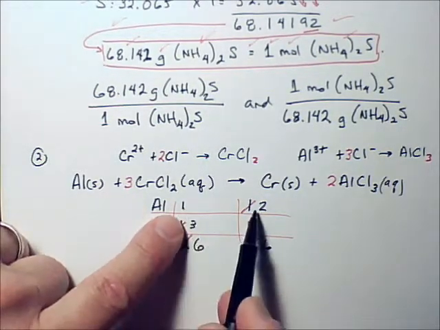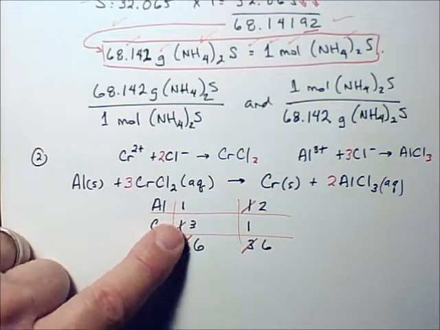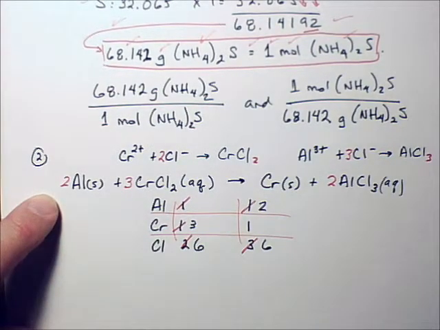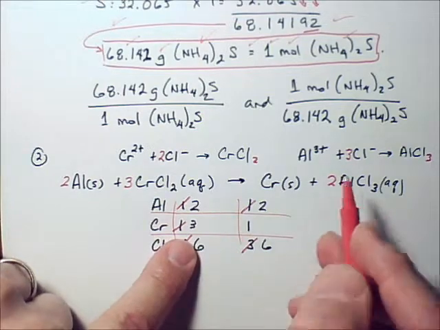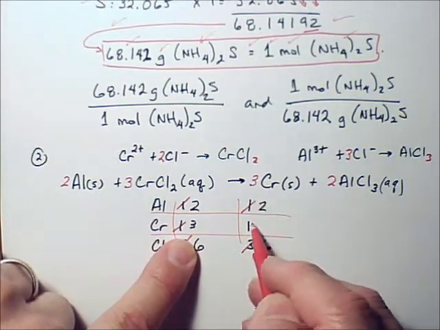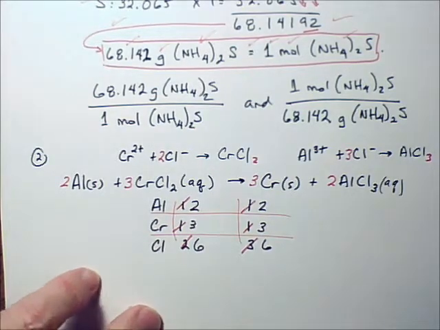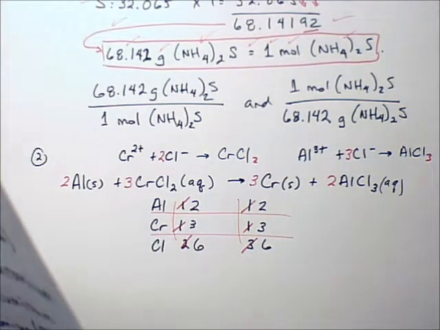To get the aluminums to be the same now, I've got to put a coefficient of 2 in front of the aluminum species. So that will give us 2 aluminums. And to get the chromiums balanced, I've got to put a 3 in front of this, and that'll give us the balance we need for the number of chromiums. So there's the balanced equation. Now we're ready to actually solve the problem. We've done all the preparation we need to do to solve the problem.